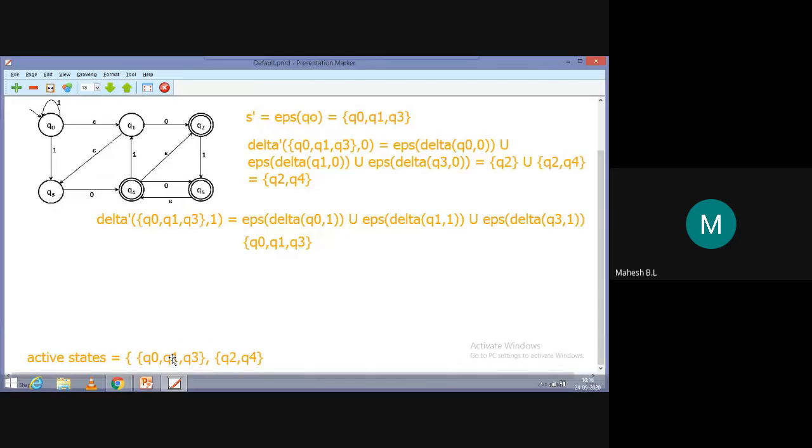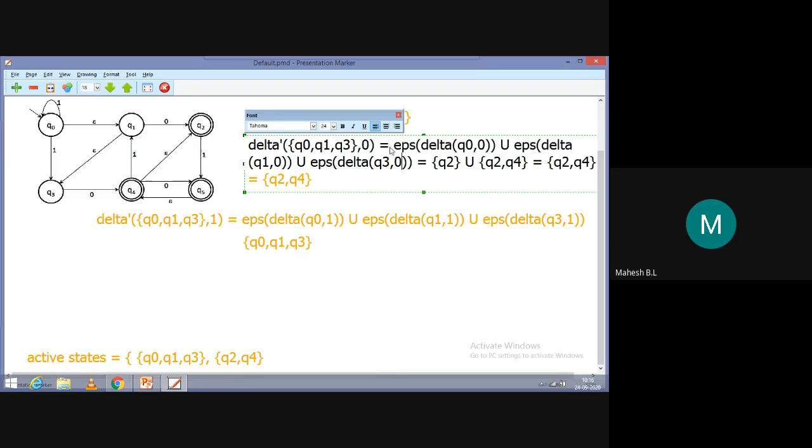Now we started with S dash, which is epsilon of q naught, which is nothing but q naught, q1, q3. Now we computed the transition for q naught, q1, q3 on 0 as well as 1. Now we need to consider the next state in the set of active states, which is q2, q4. So next we need to compute delta dash for q2, q4 in the same way. I'm keeping only the required part; the computation part I'll erase.